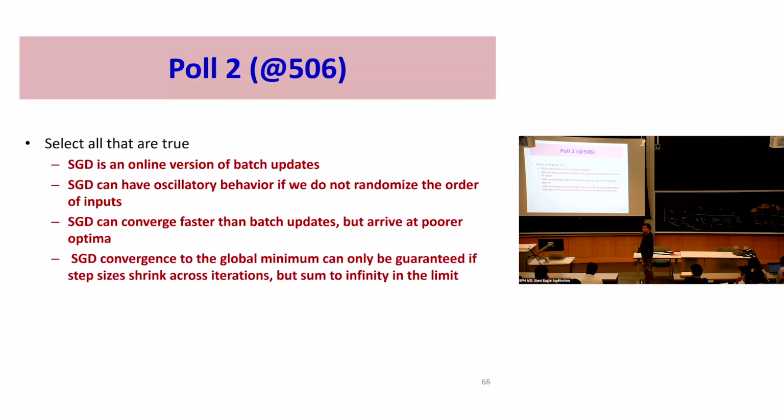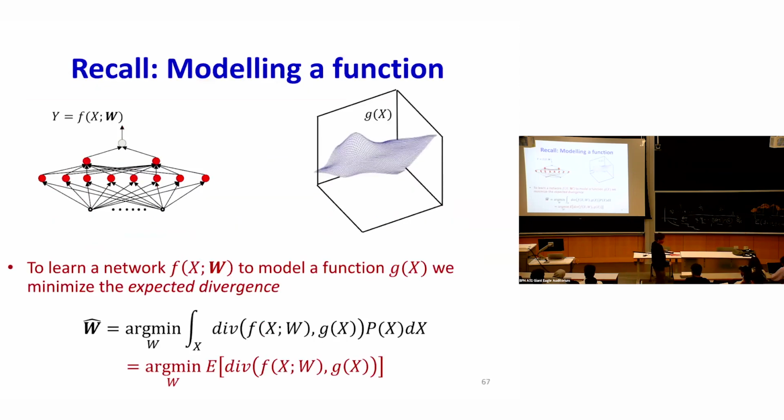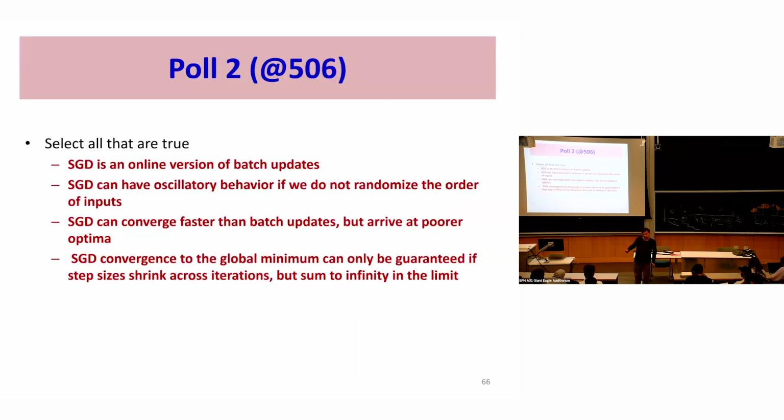Stochastic gradient descent is an online version of batch updates. It can have oscillatory behavior if you do not randomize the order in which you present the inputs. And it can converge faster than batch updates, but arrive at a poorer optimum. And convergence can only be guaranteed if the step sizes shrink with iterations. And there are minimal requirements for how the step sizes may shrink. If they don't satisfy that, then your learning might never converge, right? So now let's go back to why this difference and how we can fix it.